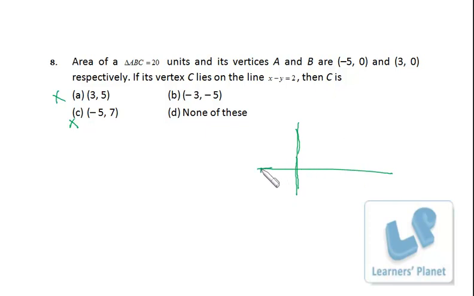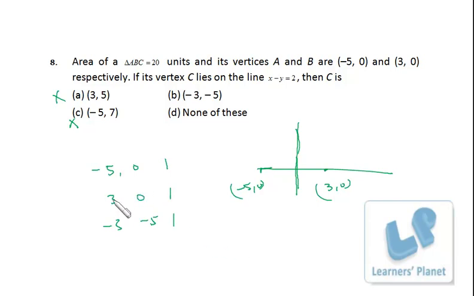Minus 5, 0, so this is probably minus 5, 0. Then the second one is 3, 0, so somewhere here it is 3, 0, and the third vertex is on this line. And apart from that, we can just see if this is the third vertex or not. So we can calculate the area of this triangle and equate it to 20, whether we get 20 or not. So I start from this, minus 5, 0, 1, 3, 0, 1, minus 3, minus 5, 1.